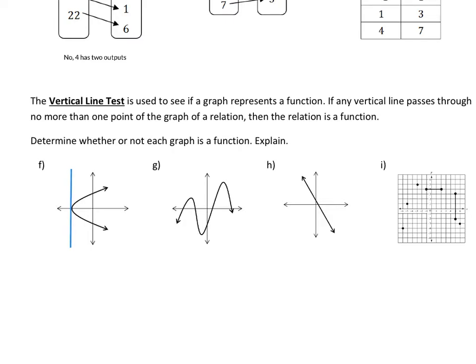So where my line is right now, it's only touching at one point. However, as I move my line over, you can see that it is touching at 2 points. One here and one here. Because it's touching at more than one point, it is not a function. So we would write, no, it fails the vertical line test. And we can go ahead and abbreviate that as VLT. So no, it fails the vertical line test.